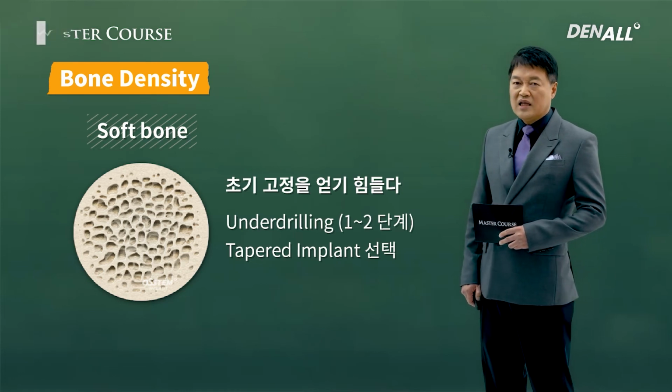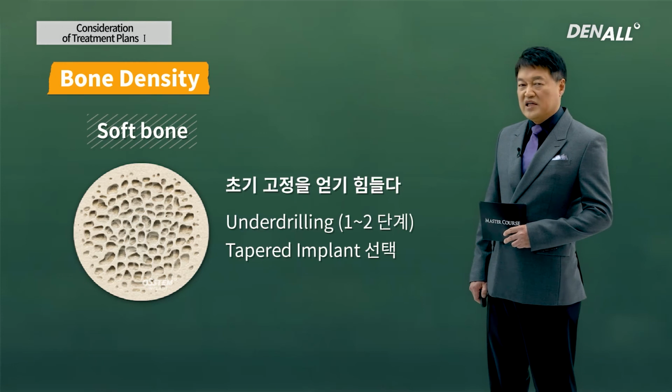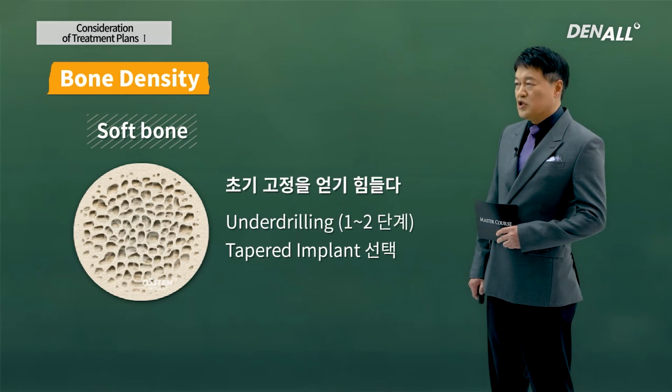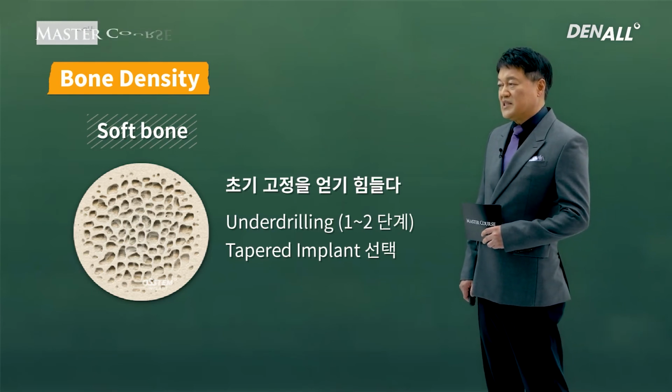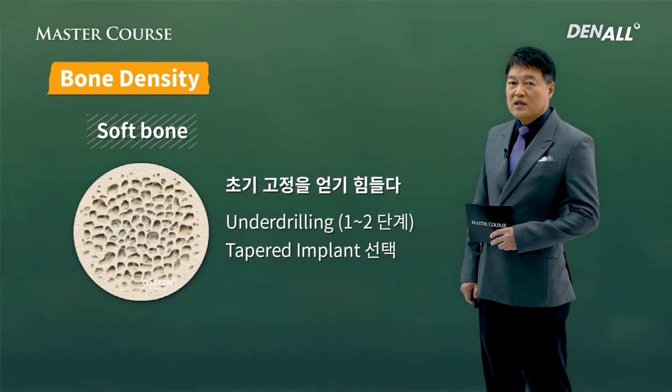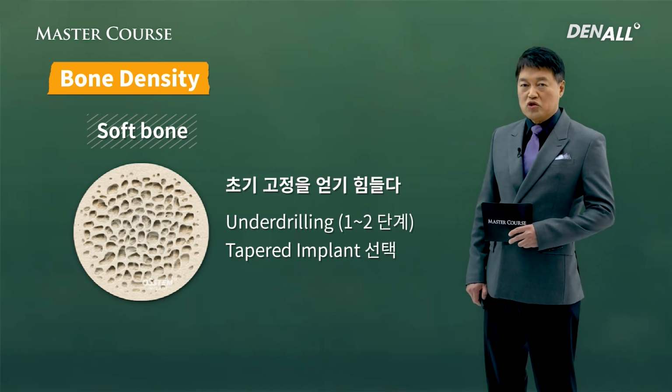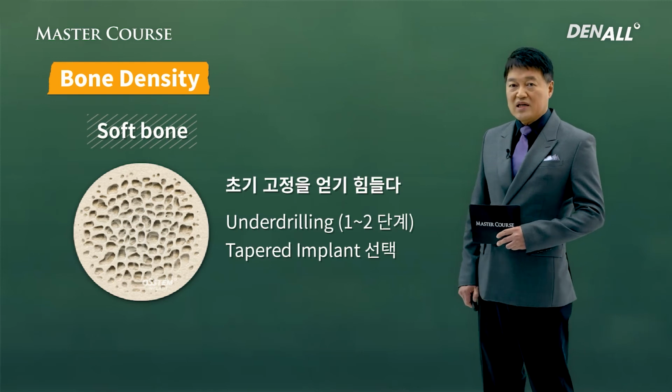So therefore, you need to do underdrilling by 1 or 2 sizes. So final drilling 1 or 2 steps down, underdrilling needs to be done to gain initial stability, and that is the key to preventing implant failure. Tapered implant should be chosen for initial stability as well. This is my case.